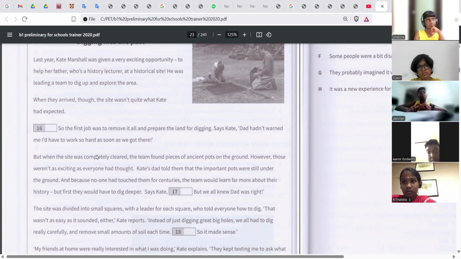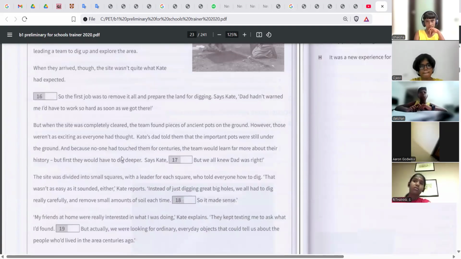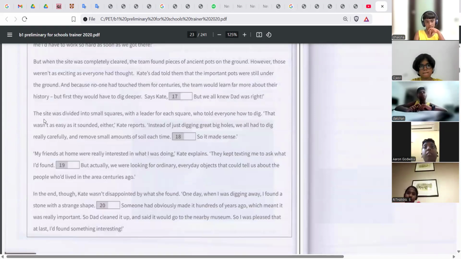You have to really follow through this story completely to fit it in. This is one of the tough parts in the reading and use of English session. Nevertheless, we should be able to do it. Ritanya, read this paragraph, the site.